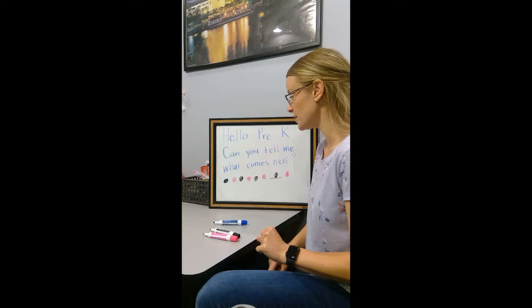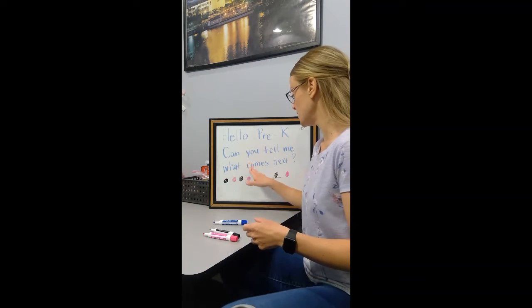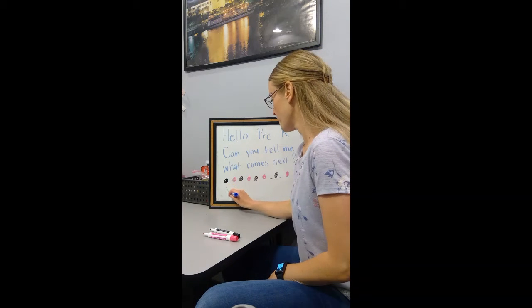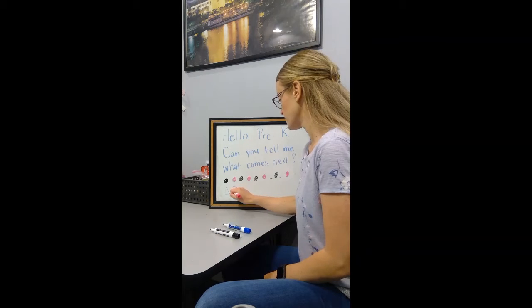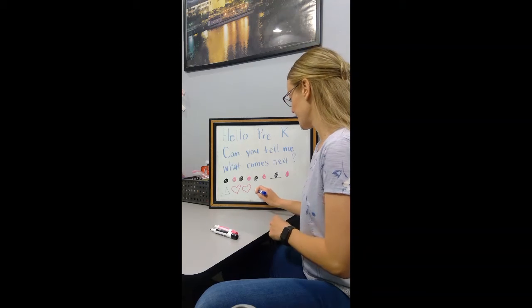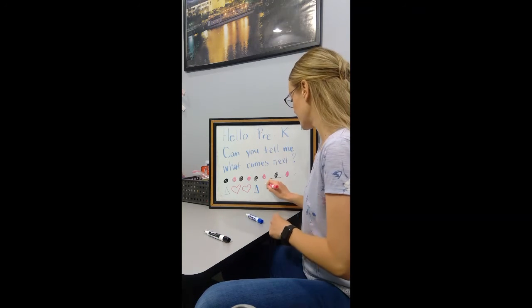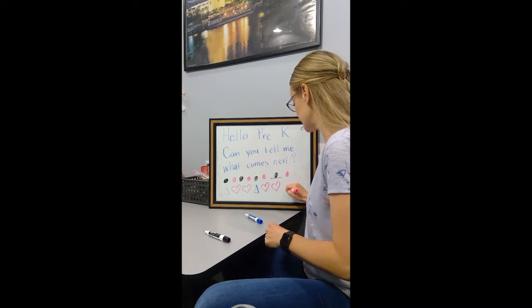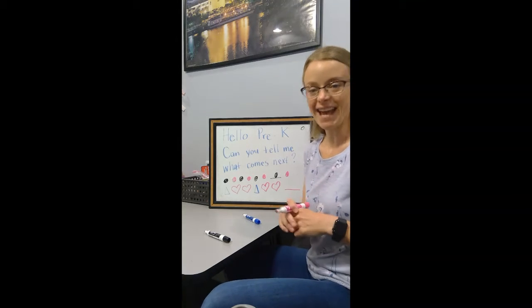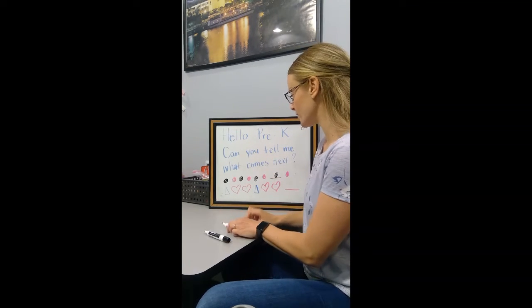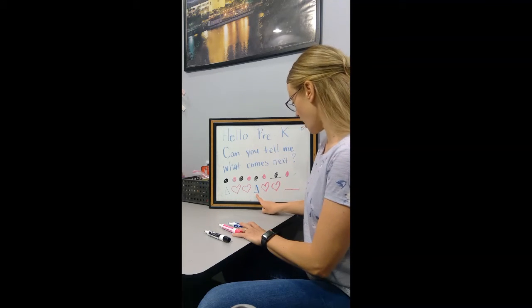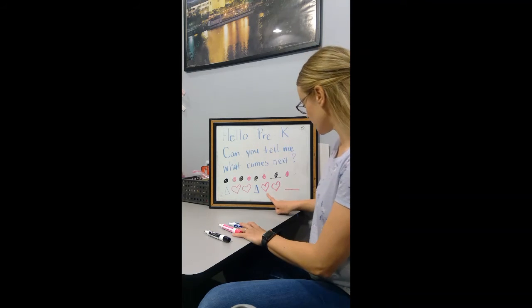I'm going to do a shape pattern, and again, I always want you to tell me what comes next. So the shape pattern I want to do is triangle, heart, heart. Triangle, heart, heart. What comes next? Let's go back and read the pattern. Here we go. Triangle, heart, heart. Triangle, heart, heart.